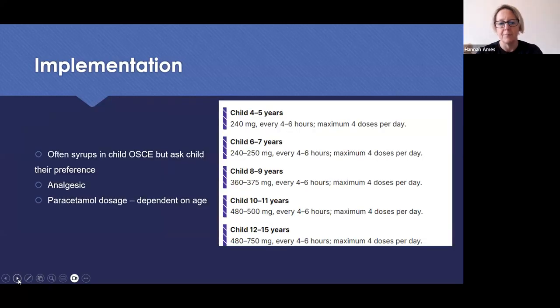You might be given some analgesic. Maybe the child's got some chest pain with their asthma, or is distressed, or generally feeling unwell if they've maybe got an existing infection. So again, just be really clear on your paracetamol dosages for your different children's ages. I've put them on the right hand side here from the BNF. Again, if you're unsure in your exam, just double check that.